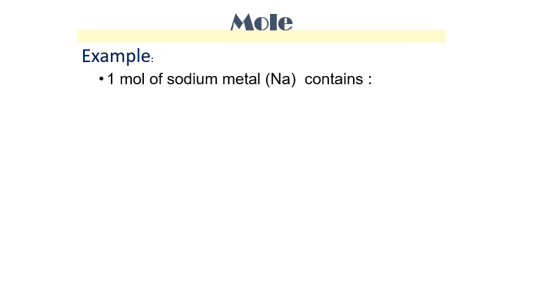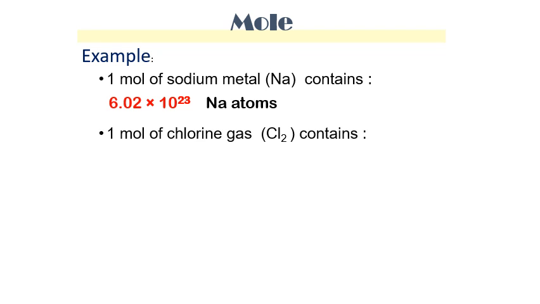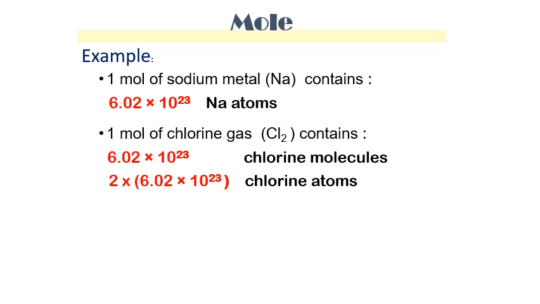For example, 1 mole of sodium metal contains 6.02 times 10 to the power of 23 sodium atoms. 1 mole of chlorine gas contains 6.02 times 10 to the power of 23 chlorine molecules, or 2 times 6.02 times 10 to the power of 23 chlorine atoms.